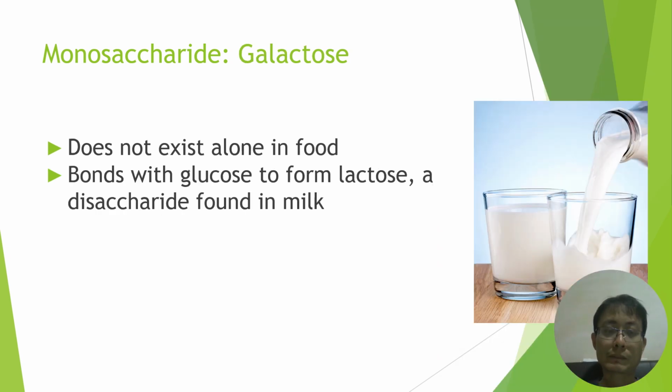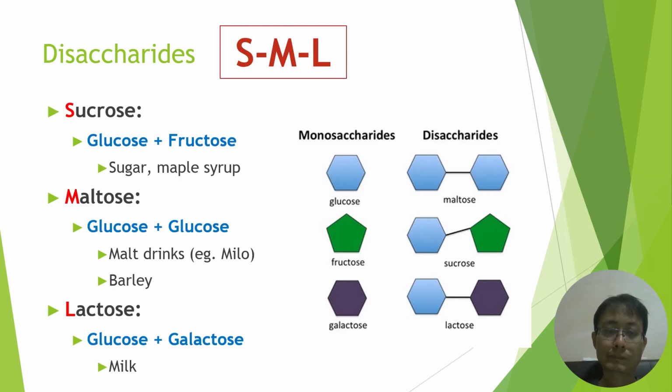And lastly, amongst the monosaccharides is galactose, which exists in milk products and is bonded with glucose to form lactose. So in terms of disaccharides, there are also 3 types. Generally, it depends on what monosaccharides they are bonded to. Sucrose is bonded with glucose and fructose. Maltose is 2 units of glucose. And lactose, which is the sugar found in milk, is glucose and galactose.